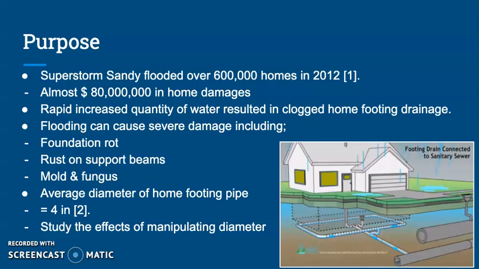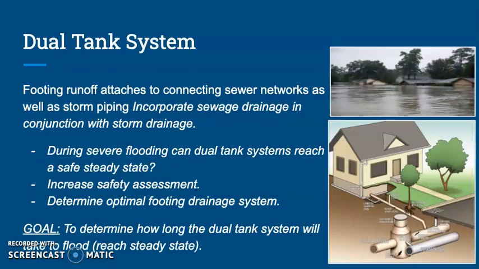And the purpose of this project is to analyze why changing the diameter of a footing drain can lead to less flooding in the home and less damage, because flooding can lead to rot, rust, mold, and a lot of problems. So how do we analyze this system? We're going to be analyzing a dual tank system to simulate a septic tank and sewer networks, and we're going to determine how long it's going to take for the system to reach a steady state.